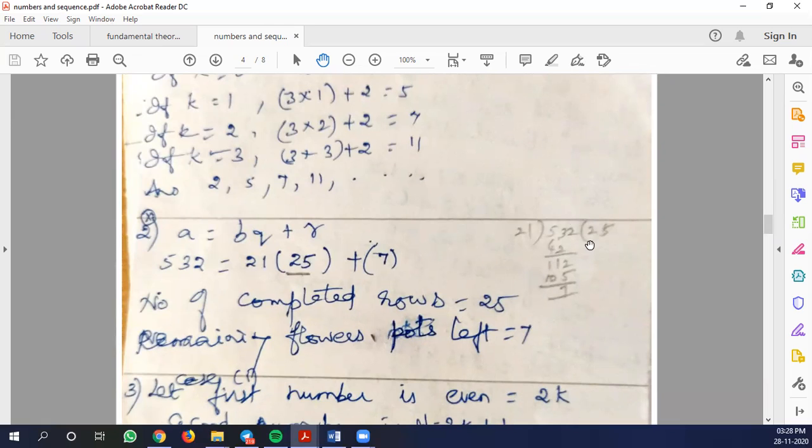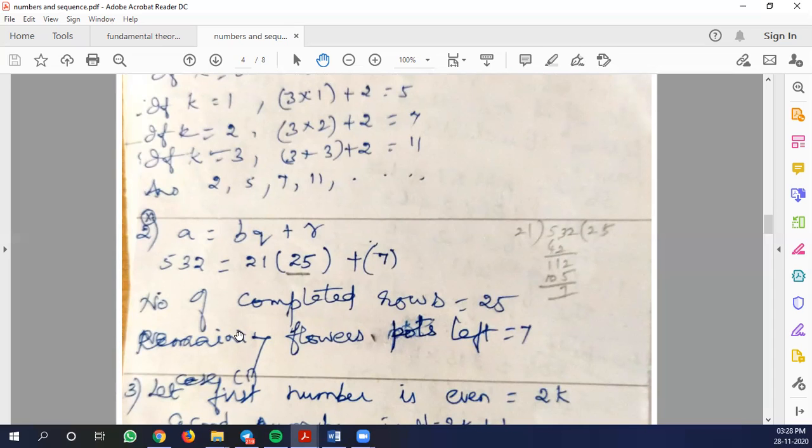What is it? The quotient is 25. If we do ordinary division, what do you get as quotient? 25. That is the quotient, and the remainder is 7. So the number of completed rows is 25 and the remaining flower pots left is 7. Very, very easy sum, but very, very important. An important 2 mark sum.